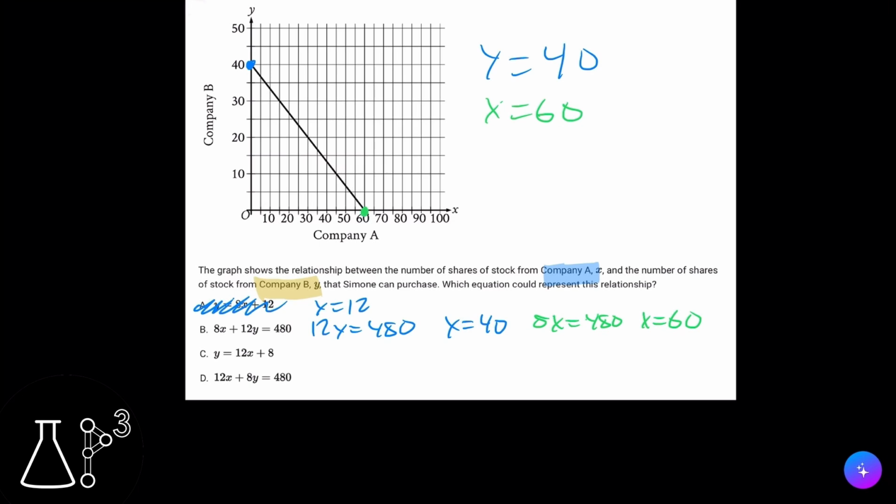But I want to check C just to make sure. When I plug in 0 for x in C, I'm going to get y equals 8, which doesn't correspond to the y-intercept in the graph. So C is wrong. And when I solve for y in the last equation, plugging in 0 for x, I'm going to get 8y equals 480. Divided by 8, y equals 60. This corresponds to our x-intercept, not the y-intercept, so this is wrong as well, making our answer B.